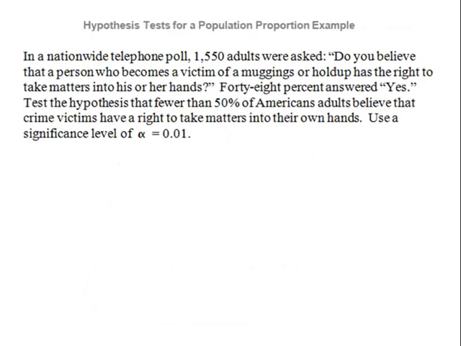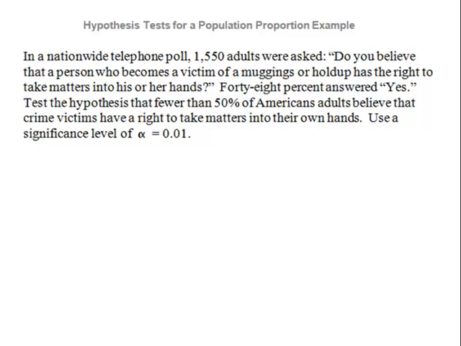Let's do an example. In a nationwide telephone poll, 1,550 adults were asked, do you believe that a person who becomes a victim of a mugging or holdup has the right to take matters into his or her hands? 48% answered yes. Test the hypothesis that fewer than 50% of American adults believe that crime victims have a right to take matters into their own hands. Use a significance level of alpha equal 0.01.